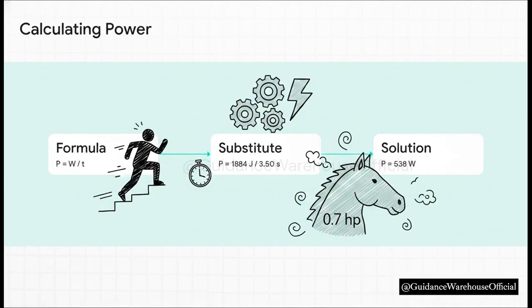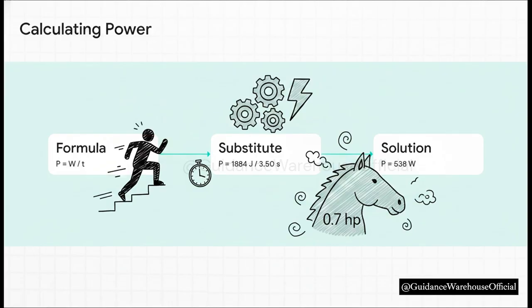All right, so we take that total work, which adds up to 1,884 joules, and drop it right into our power formula. Power equals work divided by time. We divide by her sprint time of 3.5 seconds. And the result? Her useful power output comes out to 538 watts, which honestly is incredibly impressive.